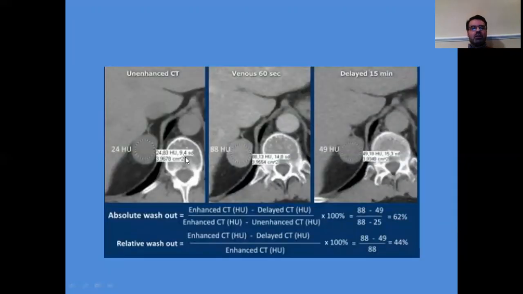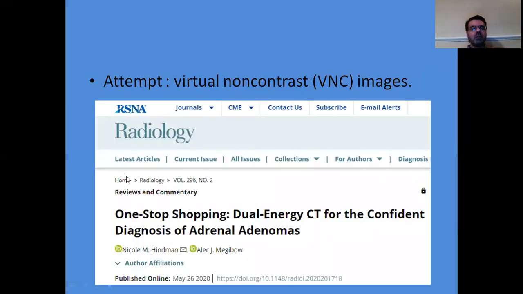This is a very important slide, an example of adenoma, and this is how we measure the washout. This is the formula here. You can calculate it and try to include as much as you can of the mass in the adrenal gland. So this is pre-contrast, venous phase, and delayed, and these are the calculations. As we said, anything above 60% absolute washout or above 40% relative washout is diagnostic of adenoma.